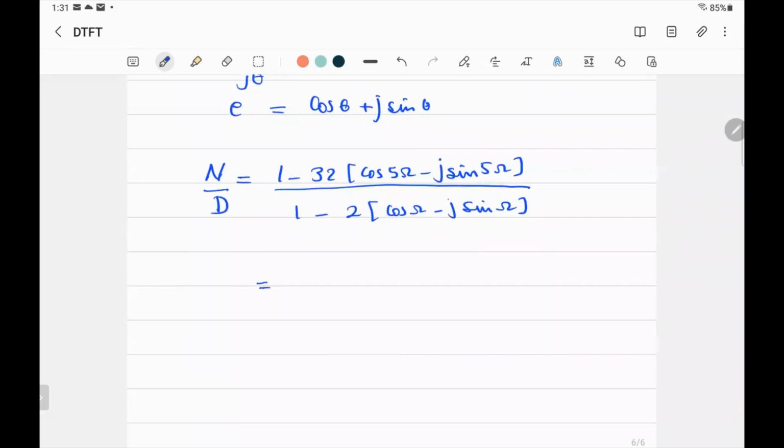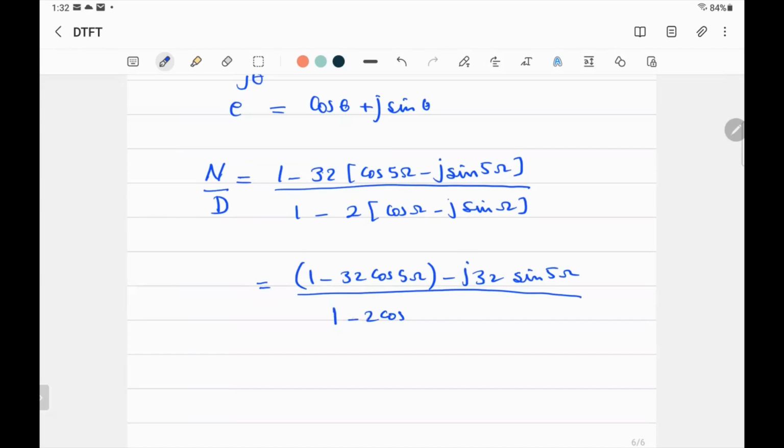Now you will collect the real parts together. So you have 1 minus 32 cosine 5 omega minus j 32, because 32 is common, sine 5 omega, divided by 1 minus 2 cosine omega, the real part, and the imaginary minus, oh, that's positive. Negative times negative is positive. The same thing, negative times negative is positive.